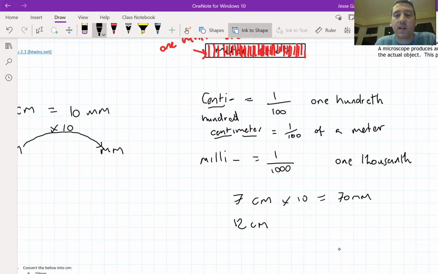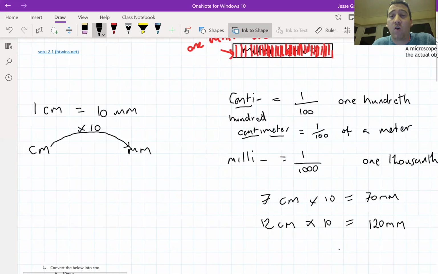Okay, so you should have 12 centimeters. You should have also multiplied it by 10 to get the millimeters. 12 multiplied by 10 is 120 millimeters. Now remember, the number is getting bigger because millimeters are smaller. So for every centimeter, you would have more millimeters. For every 1 centimeter, you have 10 millimeters. So the number has to get bigger when you go from centimeters to millimeters because there are more of them.